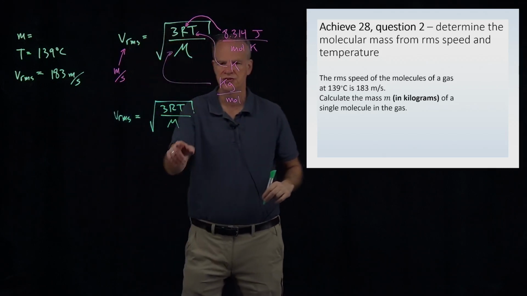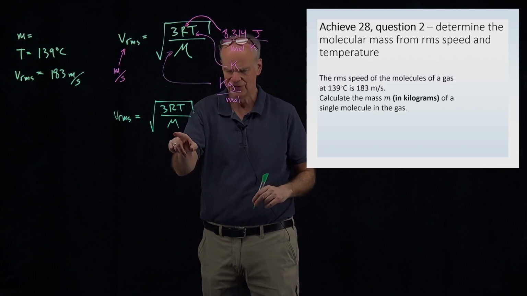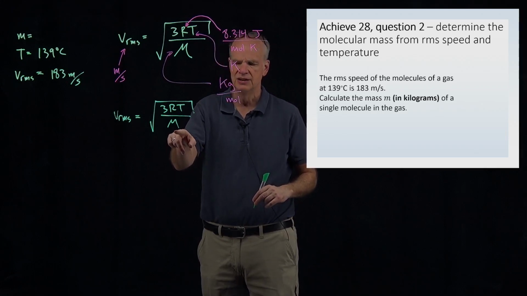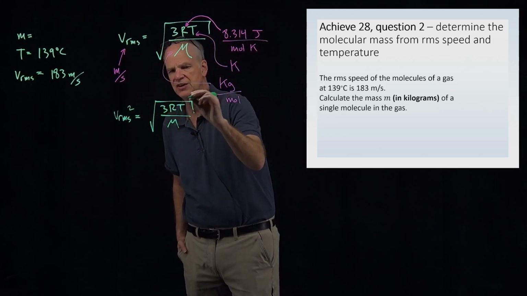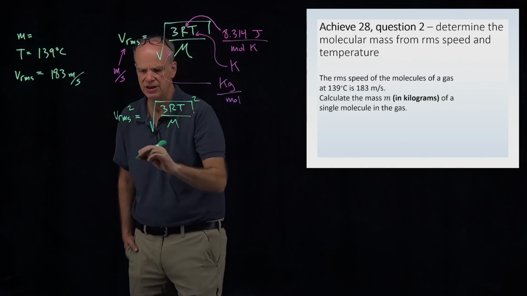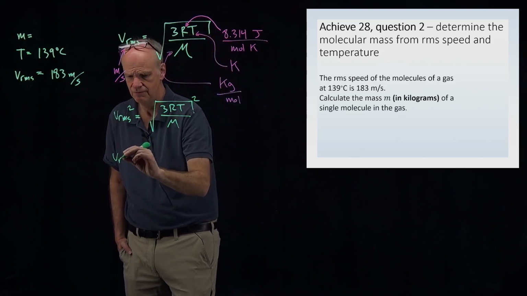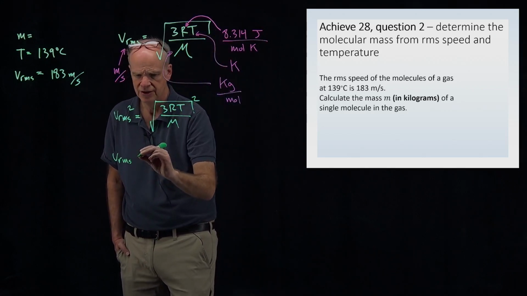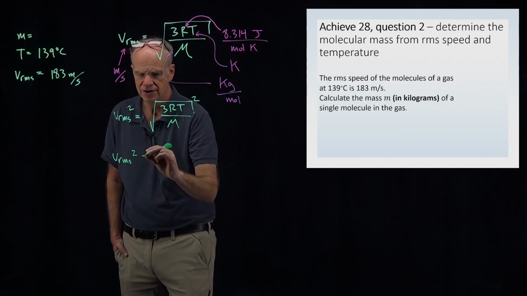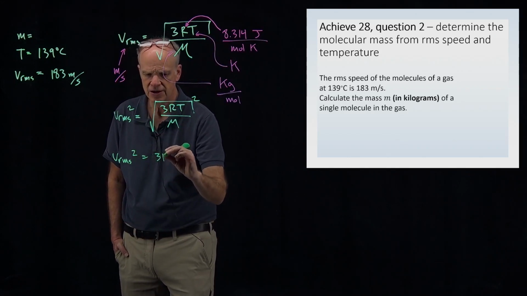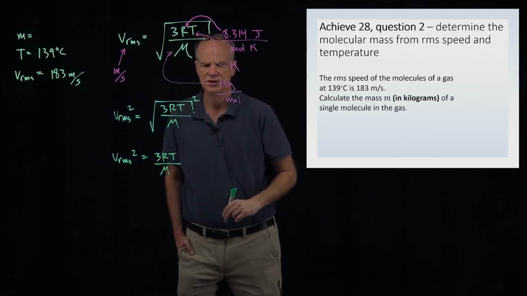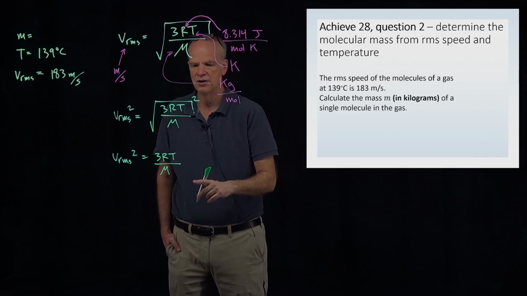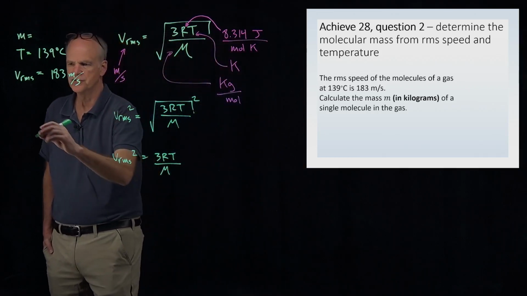Again, we have to solve for molar mass. The first thing I'm going to do is get the molar mass out of the radical sign, so I'm going to square both sides. Now V RMS squared is equal to 3RT over the molar mass. Now you can solve for molar mass.